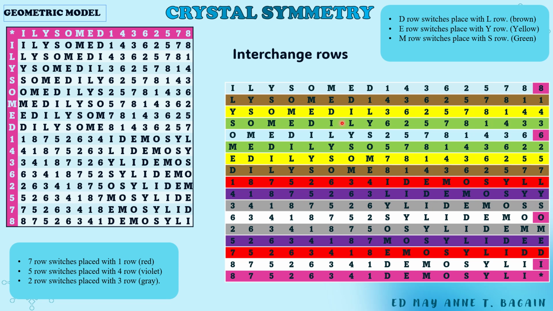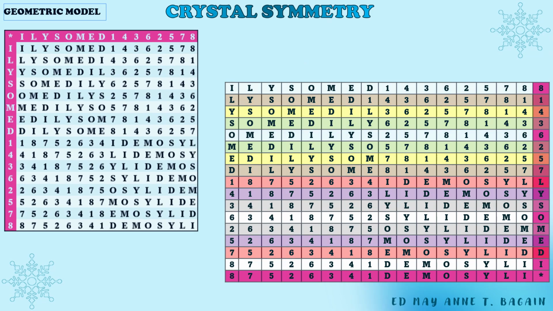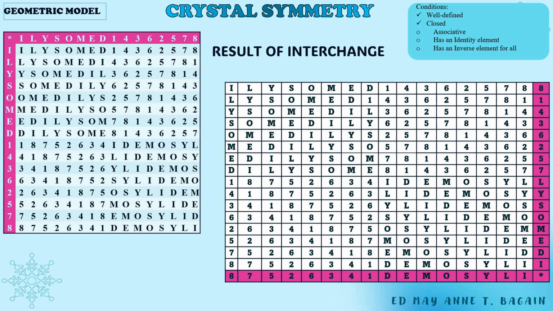rotation of 180-degree table and the original table. So it's clearly the same. So let's check the result of the interchange. We have here 1 4 3 6 2 5 7 8. So it is the same as the original table after flipping it 180 degrees.